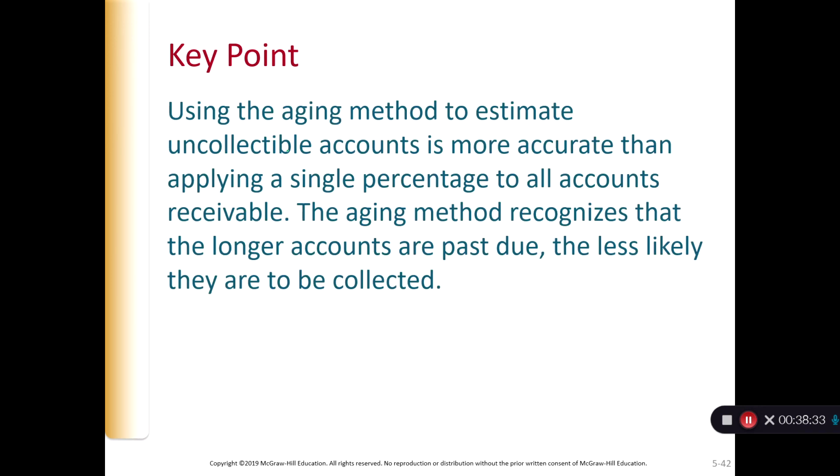So using the aging method, the key takeaway is that estimating the uncollectible accounts is more accurate than applying a single percentage to all accounts receivable, right? The aging method recognizes that the longer accounts are past due, the less likely they are to be collected.